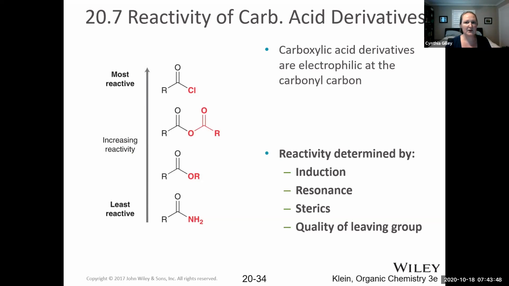Let's start talking about the reactivity of carboxylic acid derivatives. We're actually, just for simplicity, going to leave the nitrile out of this list and just look at the acid chloride, anhydride, ester, and amide. You can see that the acid chloride is the most reactive, followed by the anhydride, and the most stable, like we talked about before, the ester, followed by the amide.